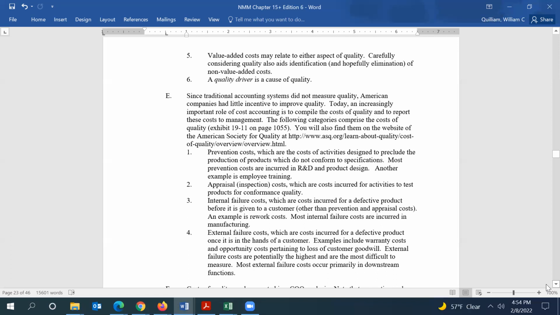So let's think about prevention costs. The cost of activities designed to preclude the production of products which do not conform to specifications. And most prevention costs are incurred in R&D and product design. So upstream costs, again, before manufacturing. Another example is employee training, because if we train our employees better, they are more likely to make the product correctly to start with.